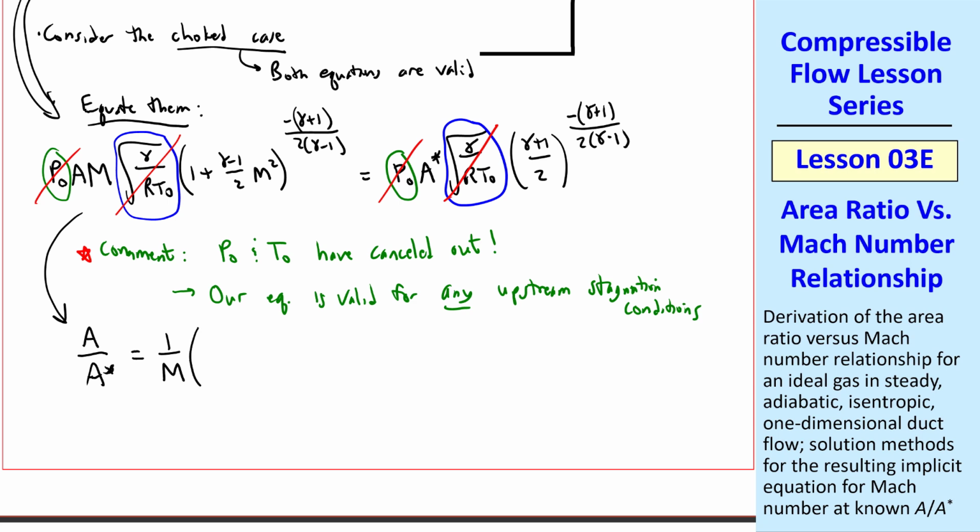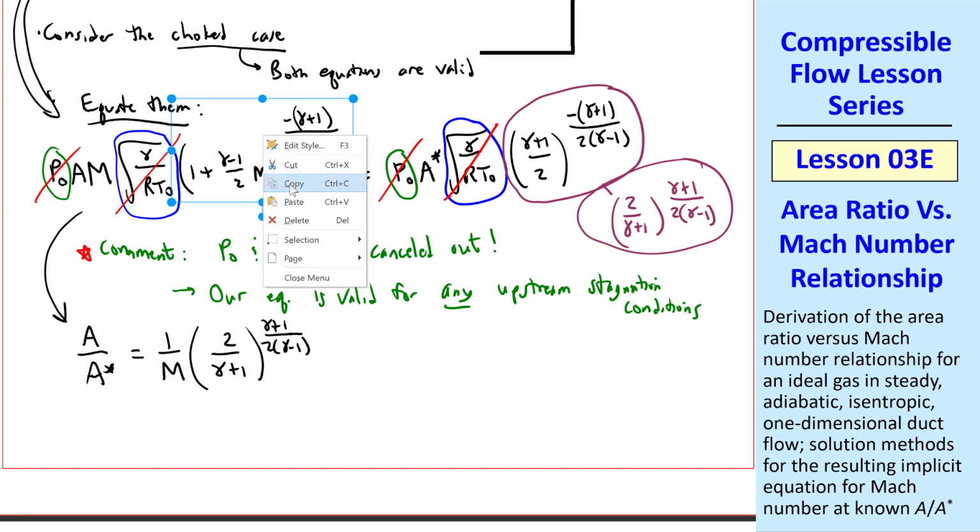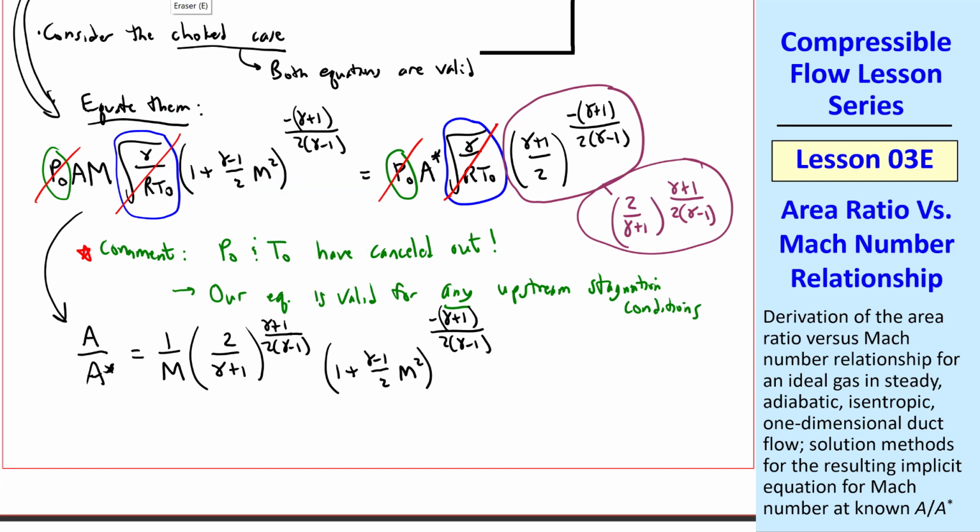I get 1 over M, and let's rewrite this as 2 over gamma plus 1, the reciprocal, so that I can get rid of the negative sign. I get gamma plus 1 over 2 gamma minus 1, and I put that here, 2 over gamma plus 1 to the exponent without the negative sign. And then this term, which I'll copy and paste to save me some work, but since I moved it to the right side, I get rid of this negative sign. Now notice that the exponents are the same, so we can combine these two terms under the same exponent.